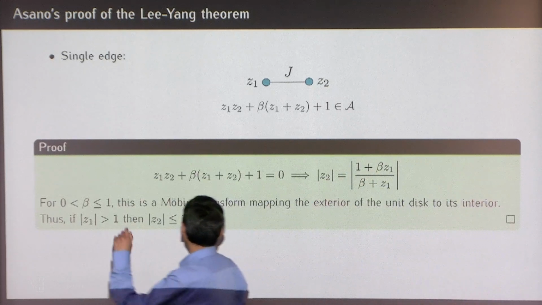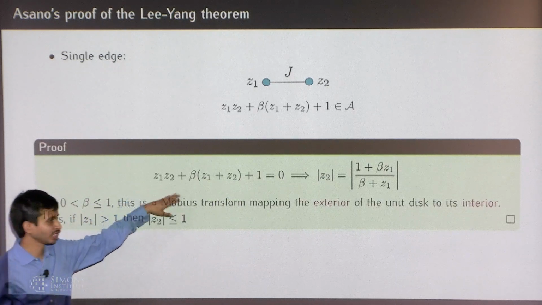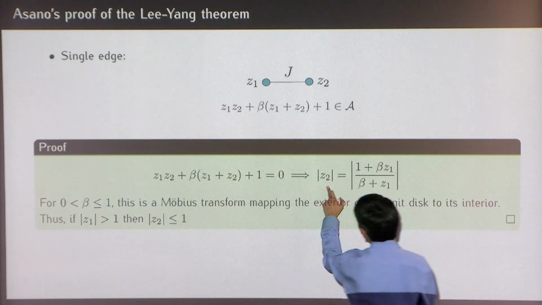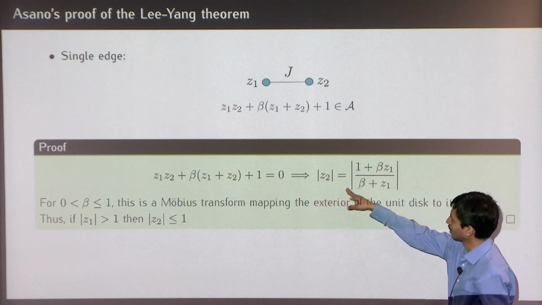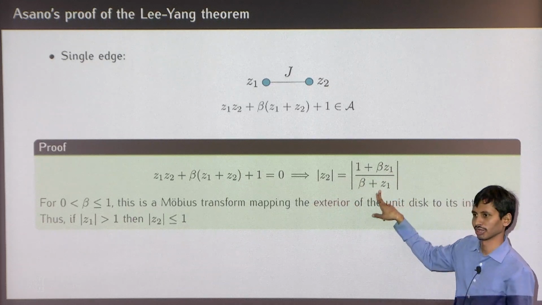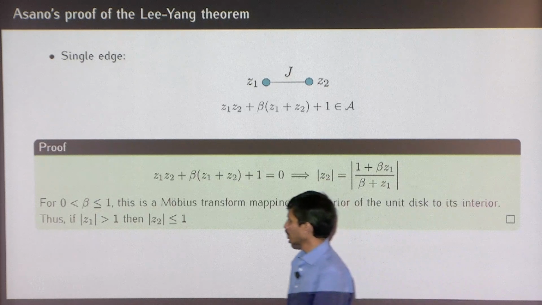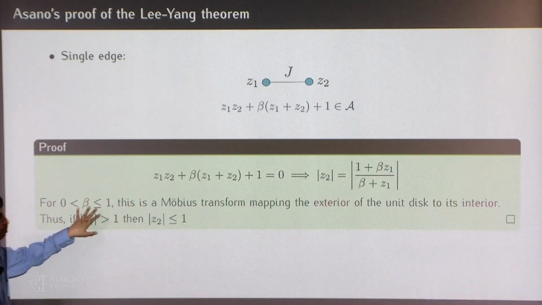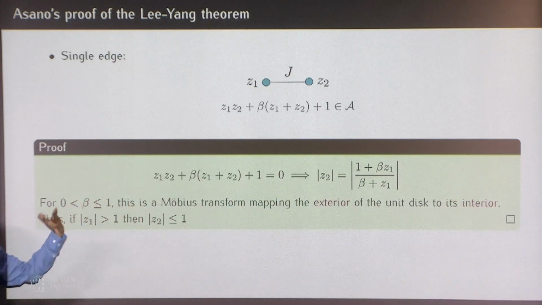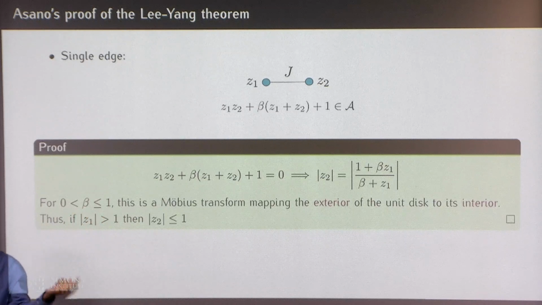Okay, so what is that? So suppose that this was 0. If this is 0, then we can write something like this. Let's say all the divisions are well defined. So the absolute value of z2 is equal to the absolute value of (1 plus beta z1) over (beta plus z1). Okay, but what does this mean? Now this is always a Mobius transform. It takes the unit circle to the unit circle no matter what beta is, as long as it's a real number. However, when beta is between 0 and 1, it takes the exterior of the unit circle to the interior.